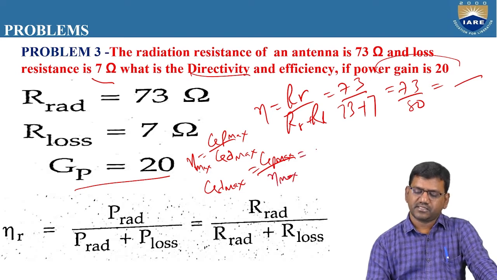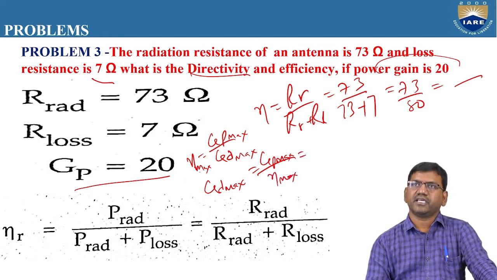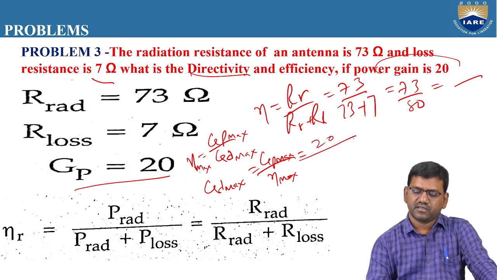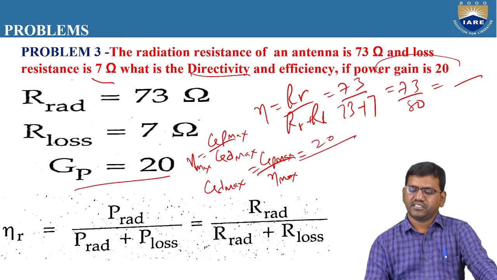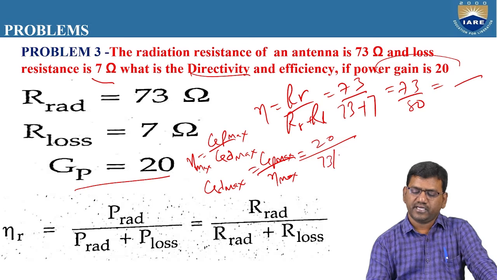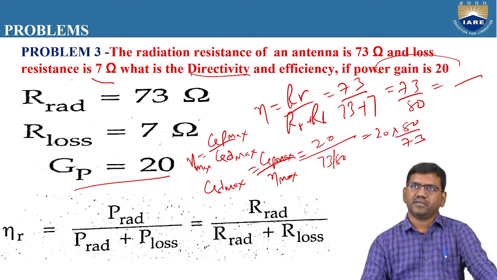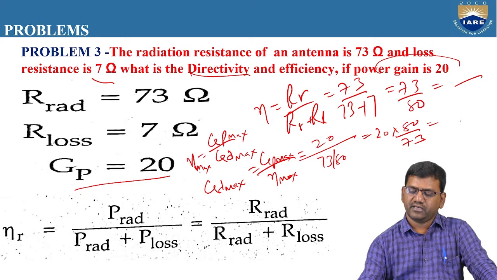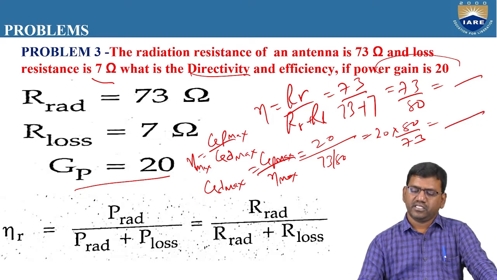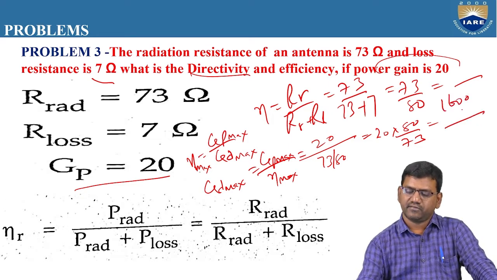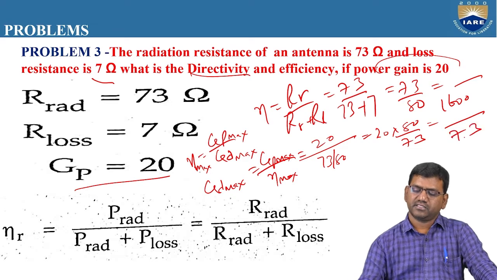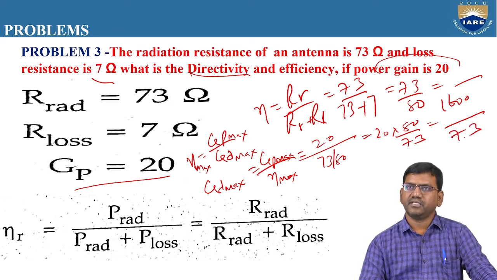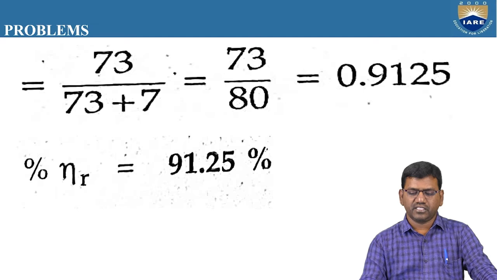So what is Gp max? The Gp max, that is the power gain, is given as 20, and the efficiency we know is 73 by 80. So if you simplify here, you will get 20 into 80 by 73. If you take a calculator and simplify it, you will get the value as 1600 divided by 73.